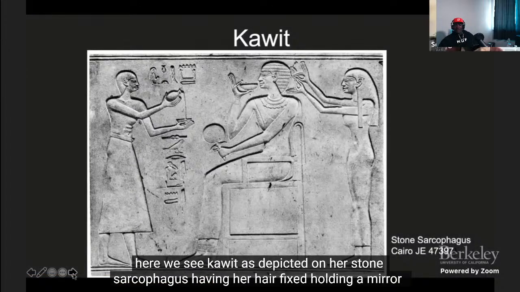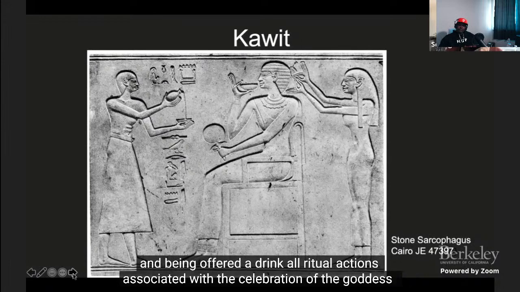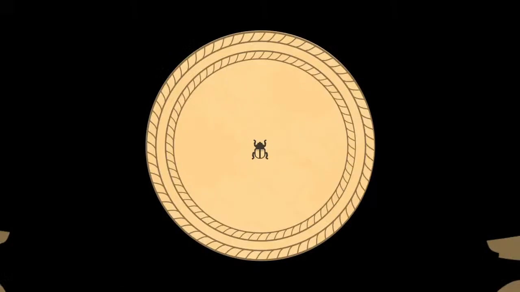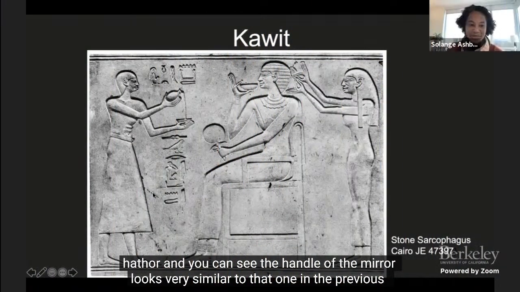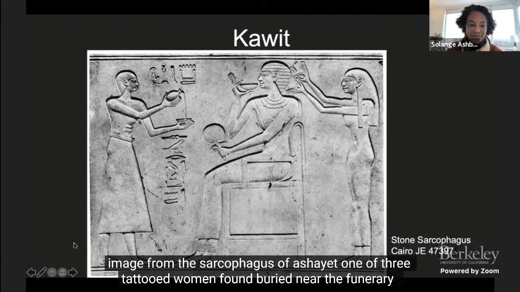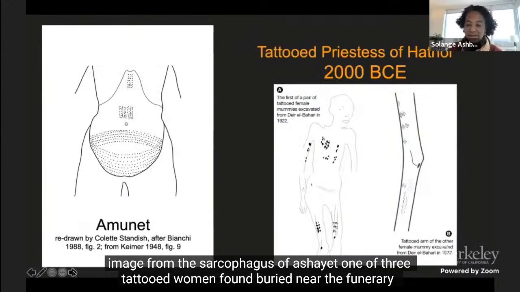Stone sarcophagus, having her hair fixed, holding a mirror, and being offered a drink, all ritual actions associated with the celebration of the goddess Hathor. And you can see the handle of the mirror looks very similar to that one in the previous image from the sarcophagus of Ashayet.